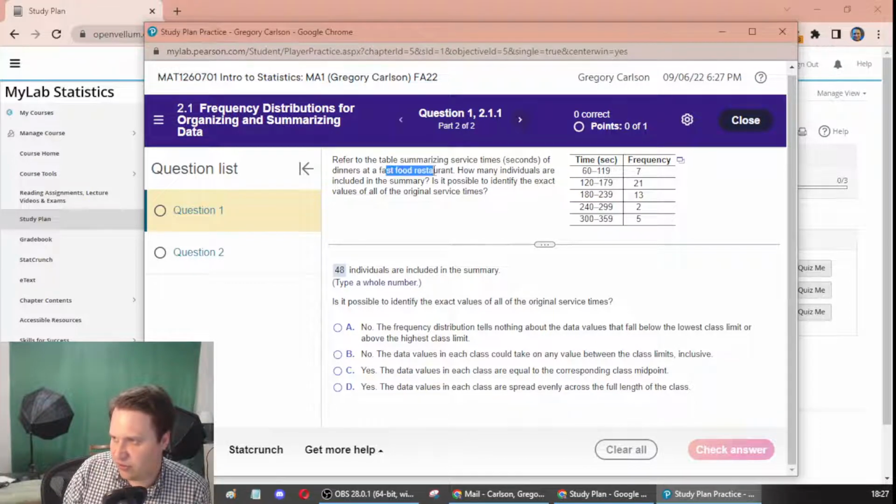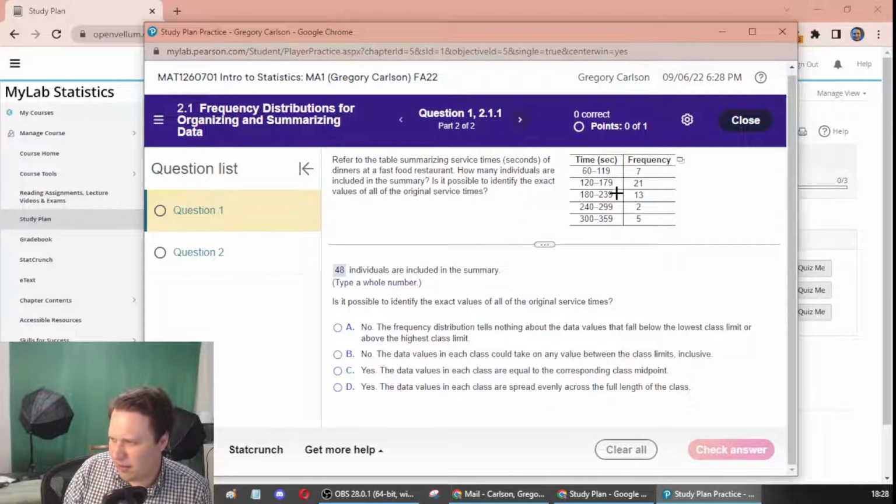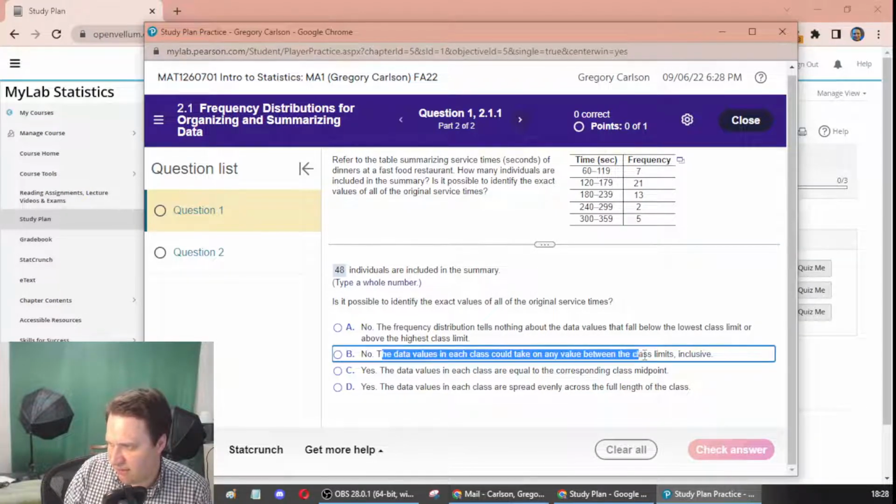Okay, so the question asks, is it possible to identify the exact values of all the original service times? So this is a fast food restaurant. Is it possible to identify the exact values of the original service time? I'm going to say no, because they only tell us inside the limits. So the data values can take on any value between the class limits inclusive. That sounds like a good answer.